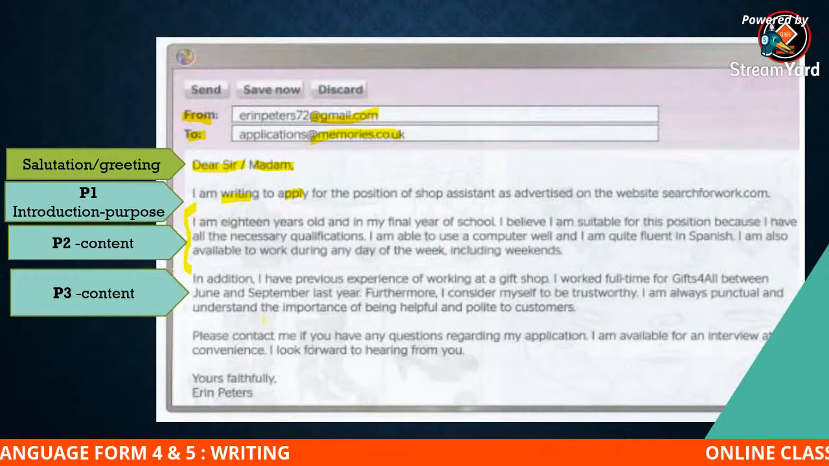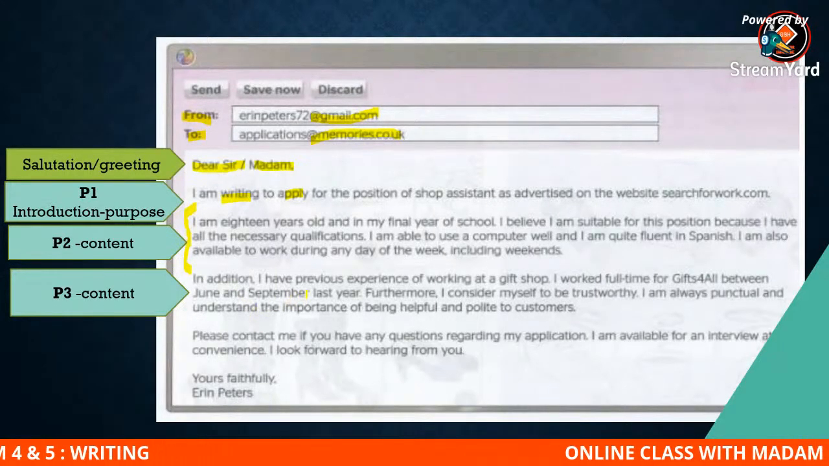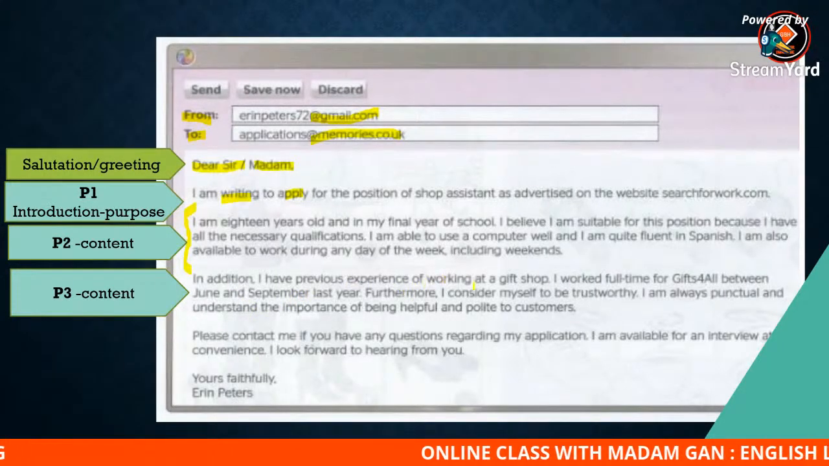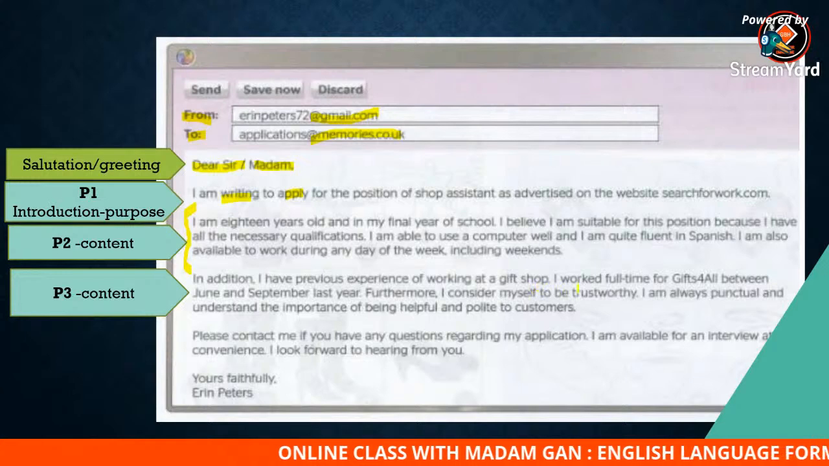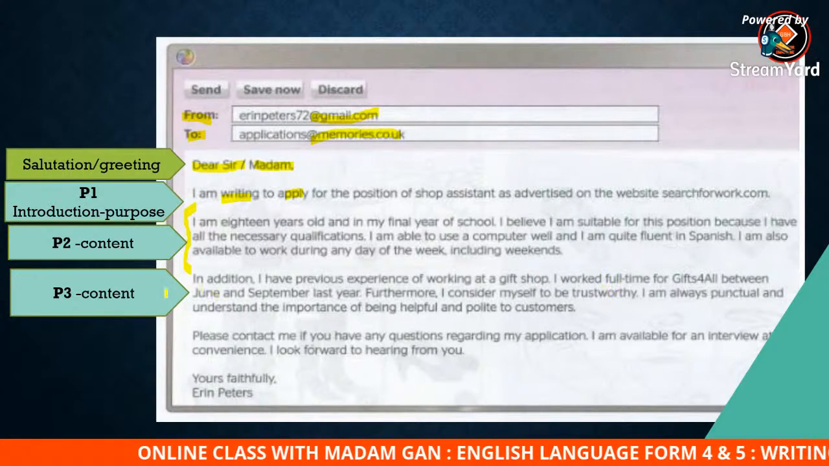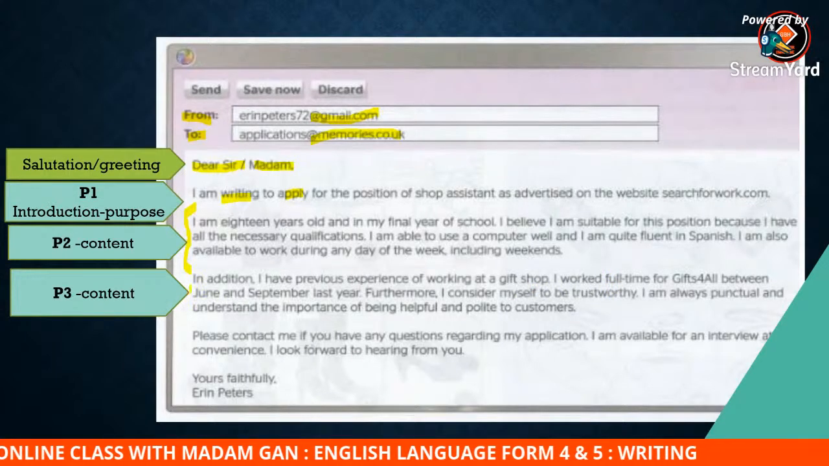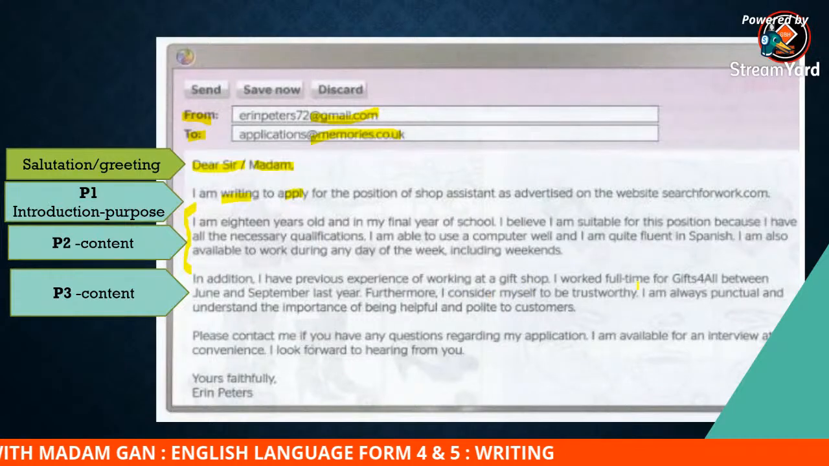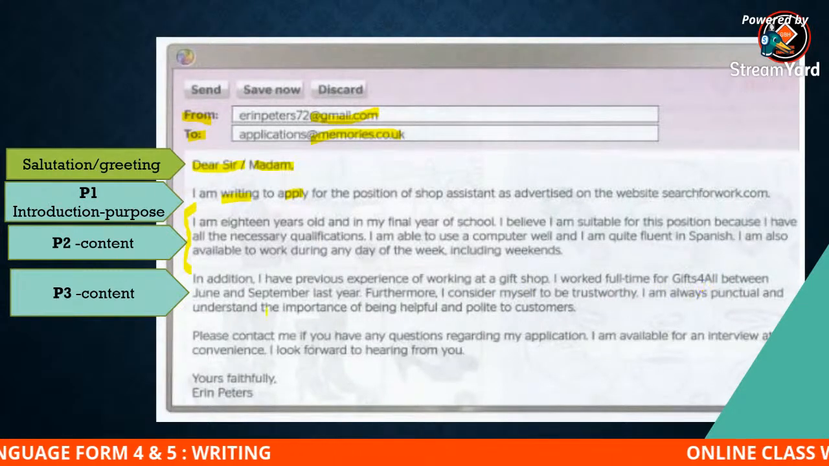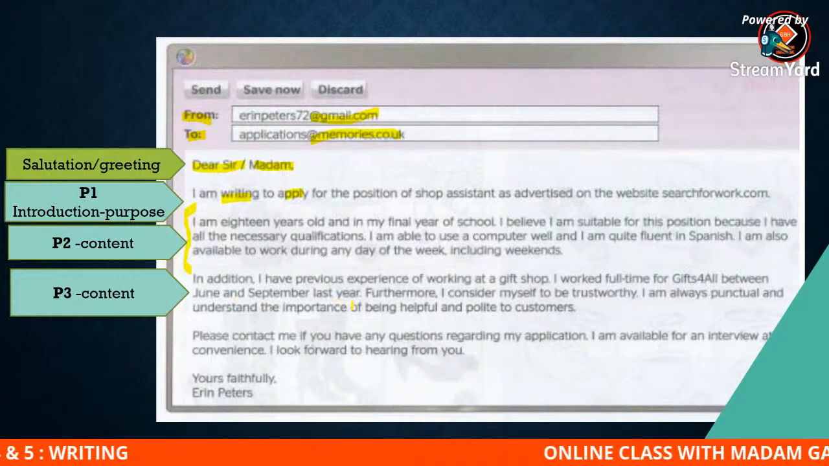Then for paragraph 3, in addition, I have previous experience of working at a gift shop. So this may be paragraph 3 about your working experiences. I worked full time for Gifts for All between June and September last year.